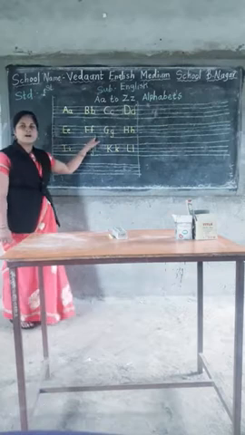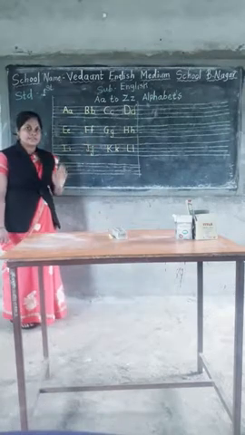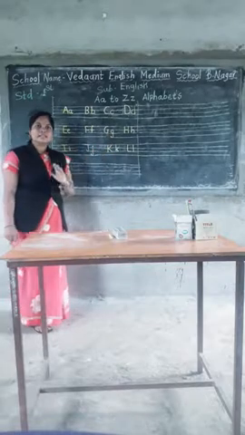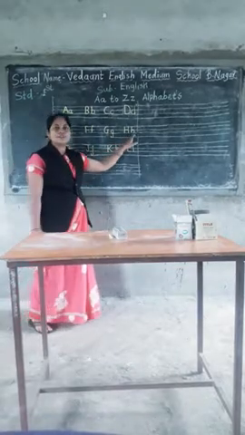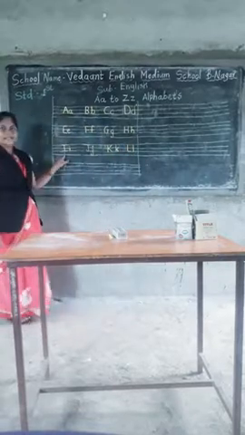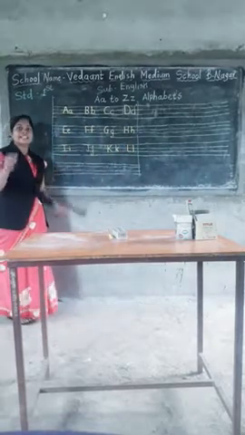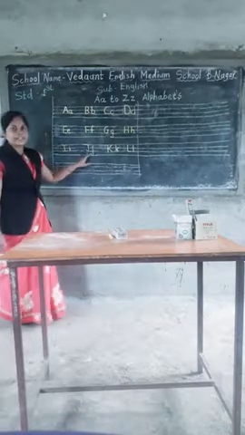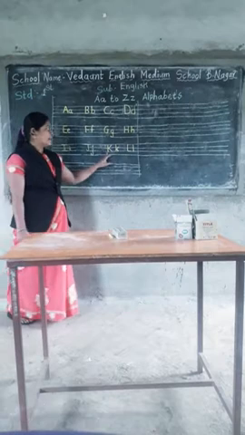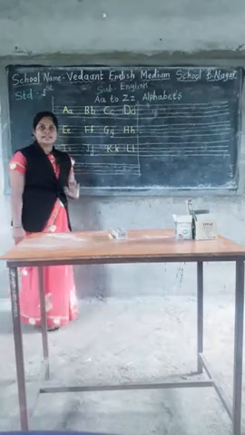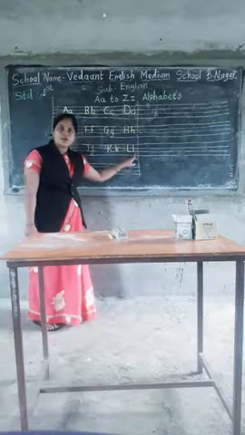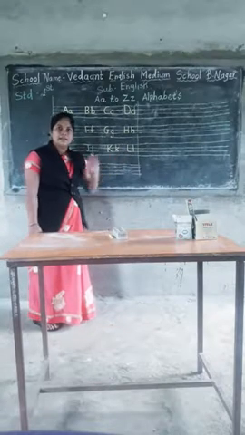Capital F, small f says F. Capital G, small g says G. Capital H, small h says H. Capital I, small i says I. Capital J, small j says J. Capital K, small k says K. And last, capital L, small l says L.